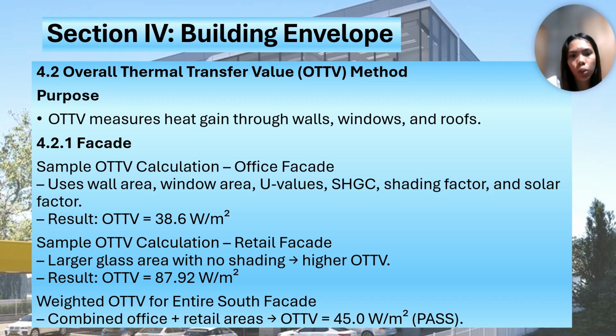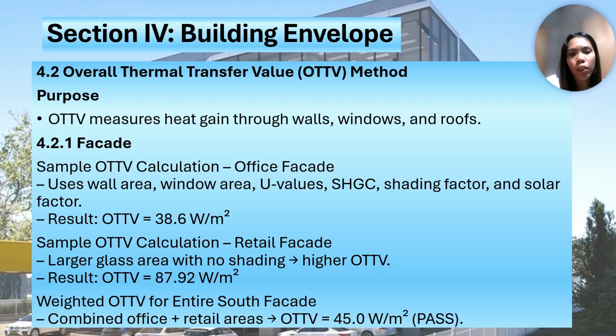Next is the facade. We have three types: the sample OTTV calculation of the office facade, the retail facade, and the weighted OTTV of the entire south facade. First is the sample OTTV calculation of the office facade. It uses wall area, window area, U-values, SHGC, shading factor, and solar factor. As a result, OTTV is equal to 38.6 watts per square meter. Next is the sample OTTV calculation of the retail facade. Larger glass area with no shading is equal to a higher OTTV.